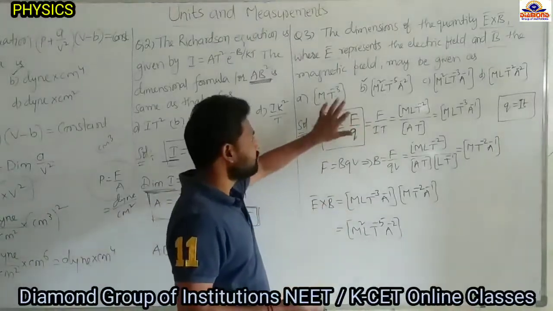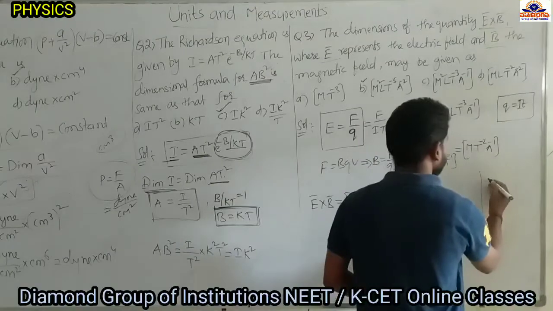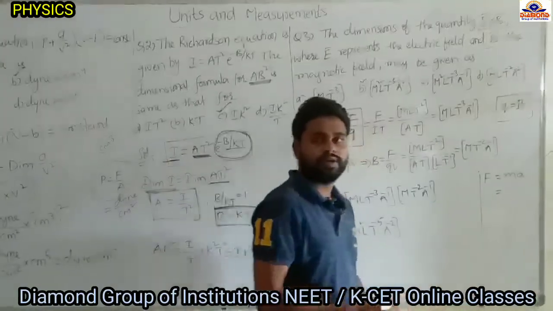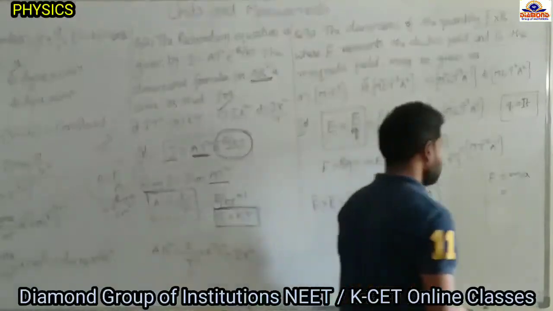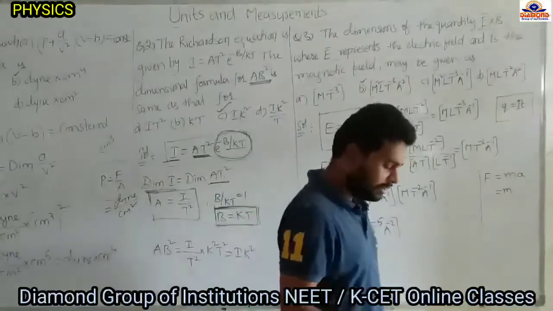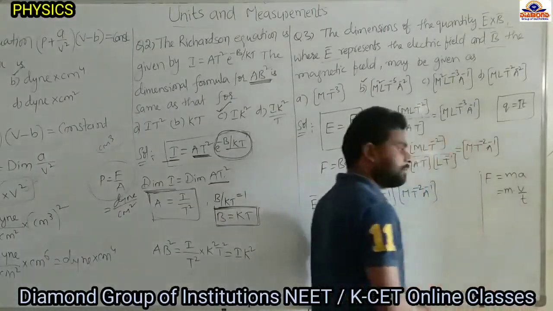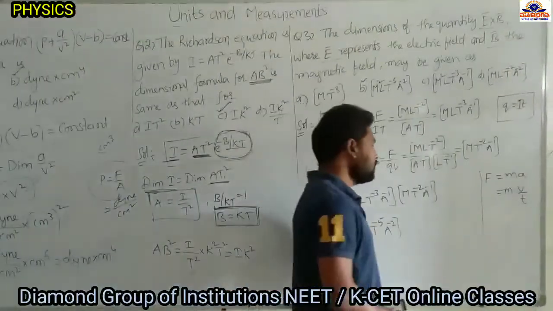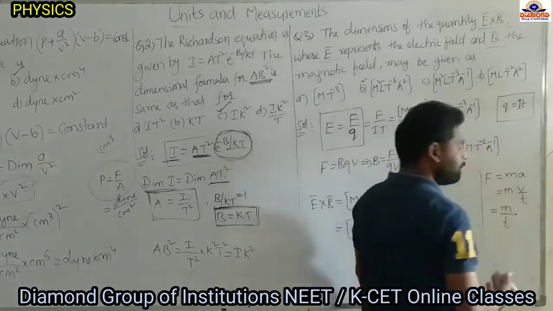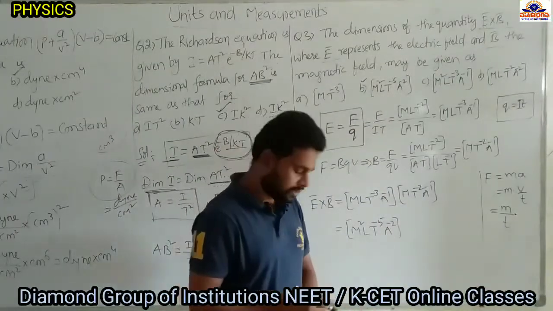So now force we have to express in terms of the fundamental physical quantities. How to express this in terms of the fundamental? Force equal to mass into acceleration. Mass is a fundamental physical quantity, but acceleration is not. So mass into acceleration we have to express in terms of the fundamental physical quantities. Acceleration is velocity per time, the rate of change of velocity. I am writing velocity per time. Now here mass is fundamental, time also is fundamental, but velocity is not a fundamental physical quantity. Write down the velocity in terms of the fundamental physical quantities.